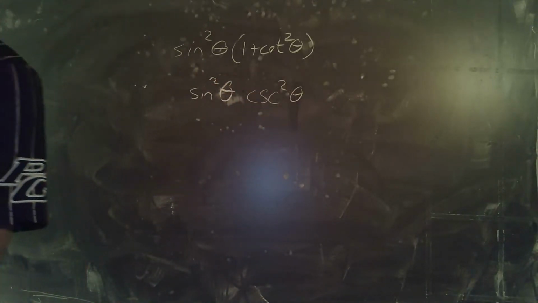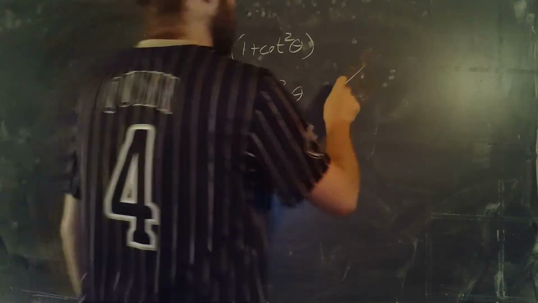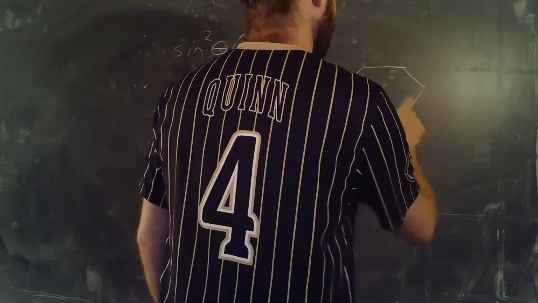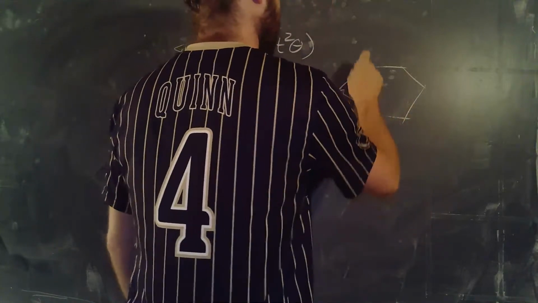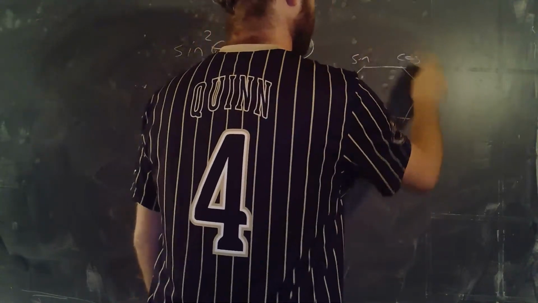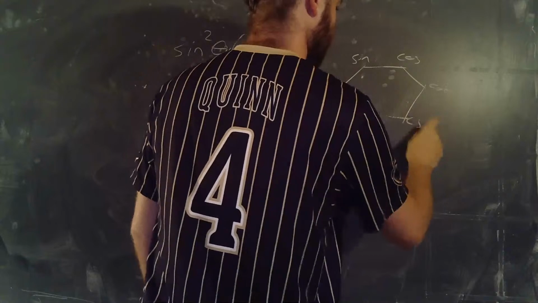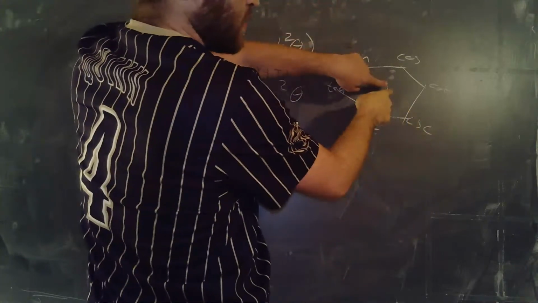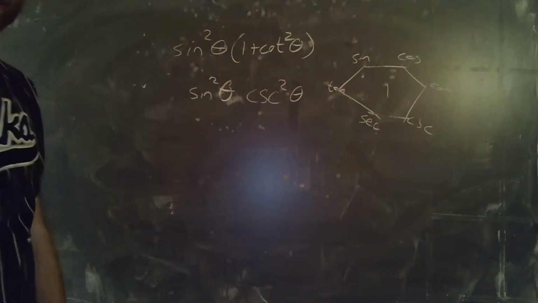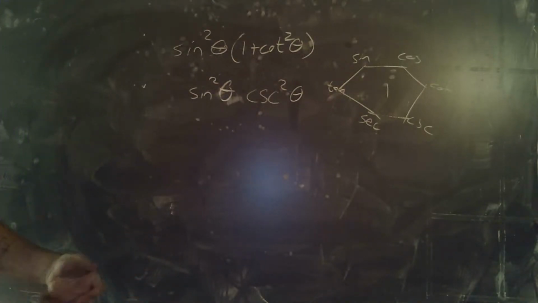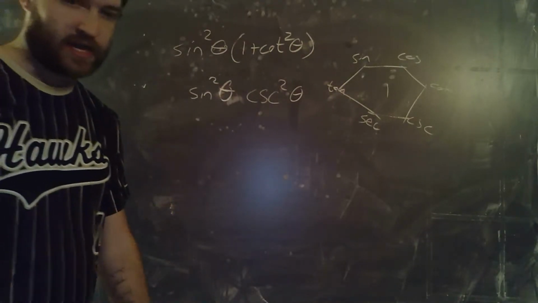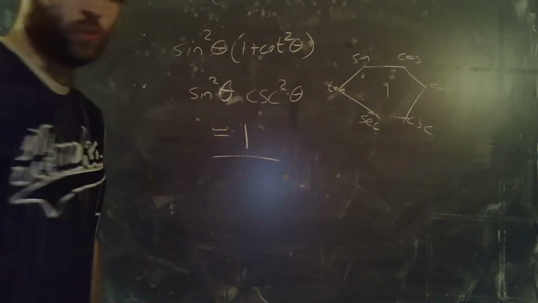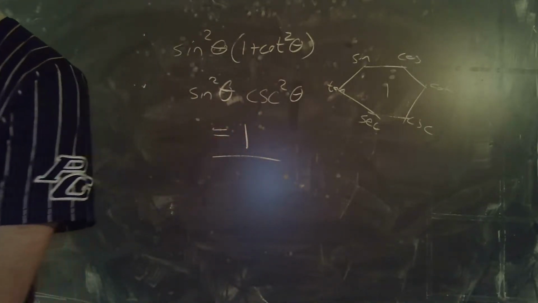So sine and cosecant pair off very nicely. Again, just notice, here's tangent, here's sine, here's cosine, here's cotangent, here's cosecant, here's secant, here's 1. That sine and cosecant are directly across from each other, so their product is 1. So sine times cosecant pair off and make 1, and then sine times cosecant pair off again and make 1. So this whole thing is just 1, and we're done.